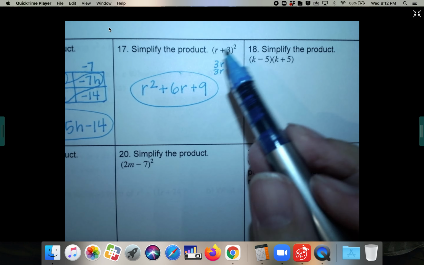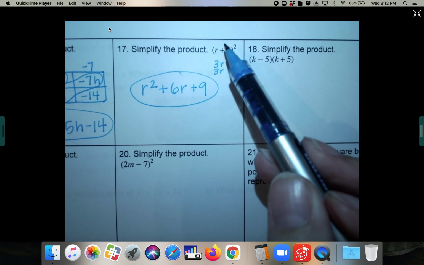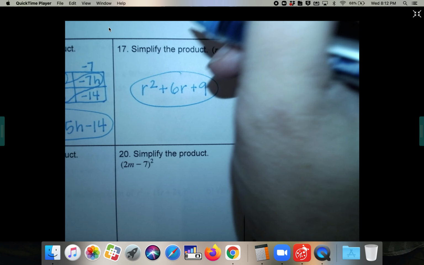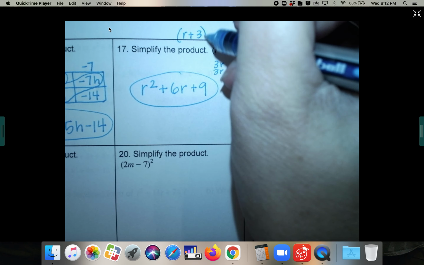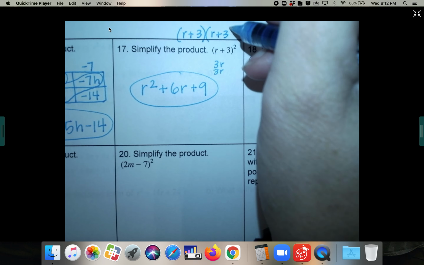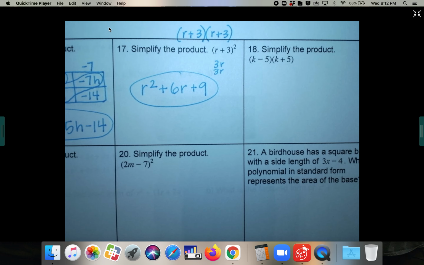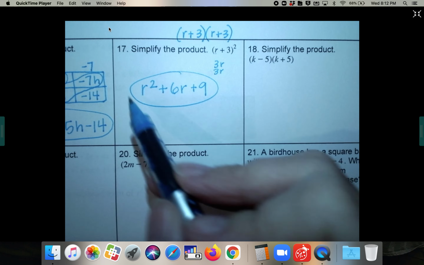If you forgot how to do that, I really want you to know that r plus 3 squared just means r plus 3 times r plus 3. And you can FOIL it or box it or do whatever you like, and you're going to get this same answer.